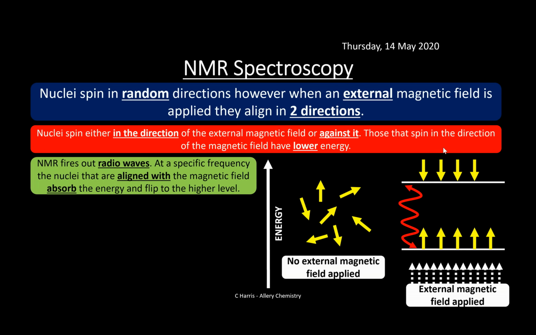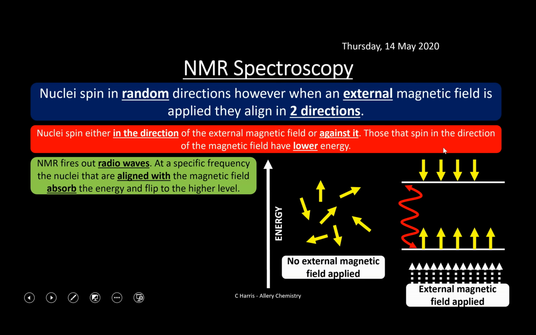And so what NMR does is it fires out radio waves at a specific frequency. At that specific frequency, the nuclei aligned with the magnetic field absorb the energy, and they flip up into the higher energy level against the magnetic field. So we put energy in to put these nucleons in a higher energy state. Okay, so we use radio waves. The NMR machine first applies an external magnetic field, and then it uses radio waves to effectively move some of the nucleons from a lower energy to a higher energy.